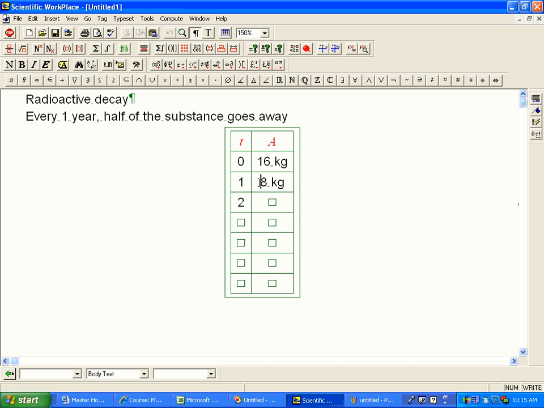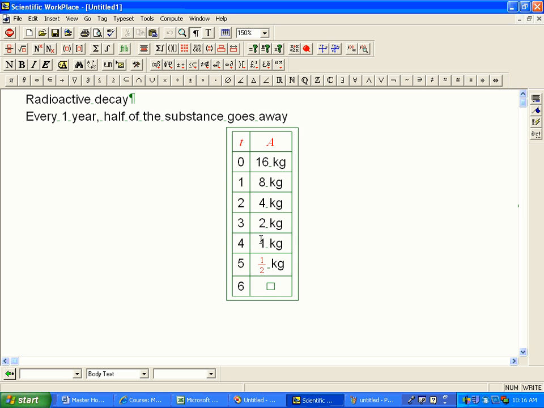But the way it works is that all the atoms in that 8 kilograms, they roll their die again, or they flip their coin again. Only half of them are going to come up heads. There's going to be plenty of them that came up tails last time and didn't die, and came up tails this time and don't die. And so half of them are going to be around the next time. After 3 years, it's going to be 2 kilograms. After 4 years, it's going to be 1 kilogram. After 5 years, it's going to be 1/2 of a kilogram, etc.